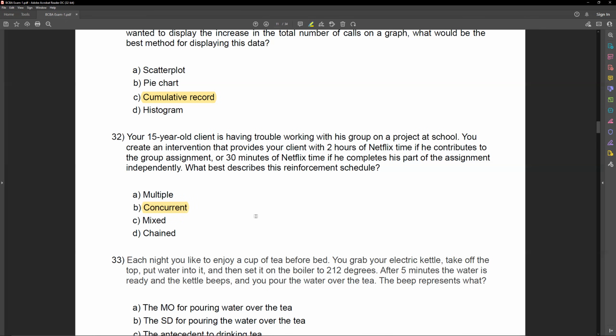Chained, of course, is a sequence of reinforcement where the consequence of the previous step is the SD for the next step. Okay, so these SDs happen in order in a chain, right? The sister to chained is tandem. We're not looking at a chain schedule here. We're looking at two concurrent reinforcement schedules operating, okay, through choice.